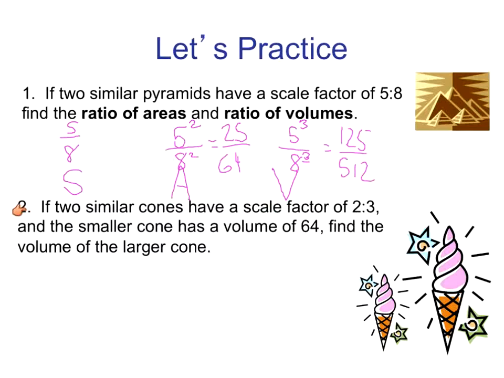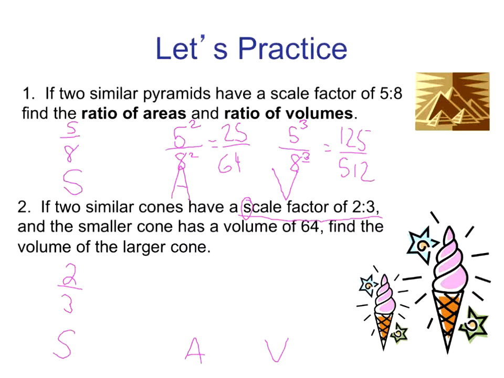Let's try a problem. Hint, hint, this is like your quiz questions. It says if two similar cones have a scale factor of 2 to 3. So let's stop right there. Which one did they give us just now? Did they give me S, A, or V? Which one did they give me? Scale factor. S, right? Scale factor or similarity ratio is always S. See how they start with an S? Scale factor, similarity ratio is always the S. So above the S, I'm going to do 2 to 3.